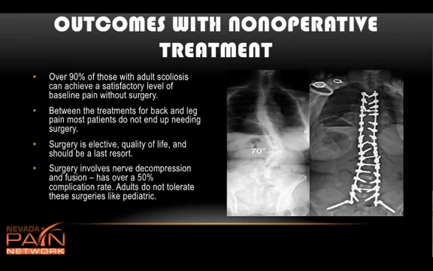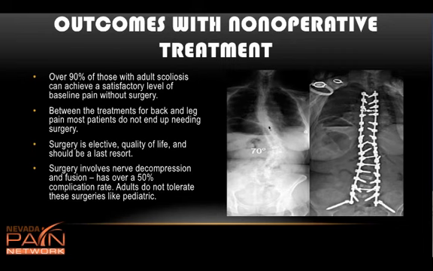But what are the outcomes with non-operative treatment? Well over 90% of those with adult scoliosis can achieve a satisfactory level of baseline pain without going to surgery. Between the treatments for back and leg pain, most patients don't end up needing surgery, and it's an elective procedure. It's quality of life. There are significant risks associated with it.